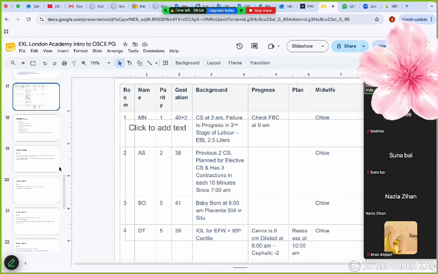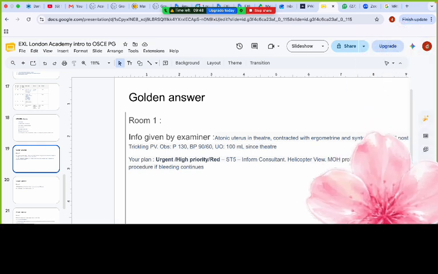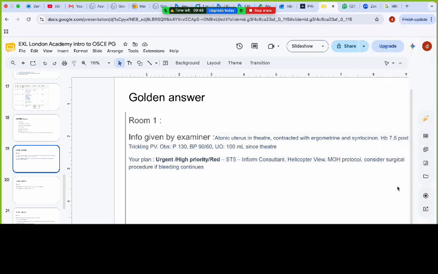So then they will tell you, okay, so this is an atonic uterus in the theater contracted with ergometrin symptom, and ergometrin has been given, and hemoglobin is 7.5. Okay, so now then bleeding is continuously happening, pulses are 130, and blood pressure. So this bit, the information can be different. It is one of the very frequently coming recalls. That's why I have added this on my lecture today. So then what you need to answer, you just need to grab the point, catch the point.